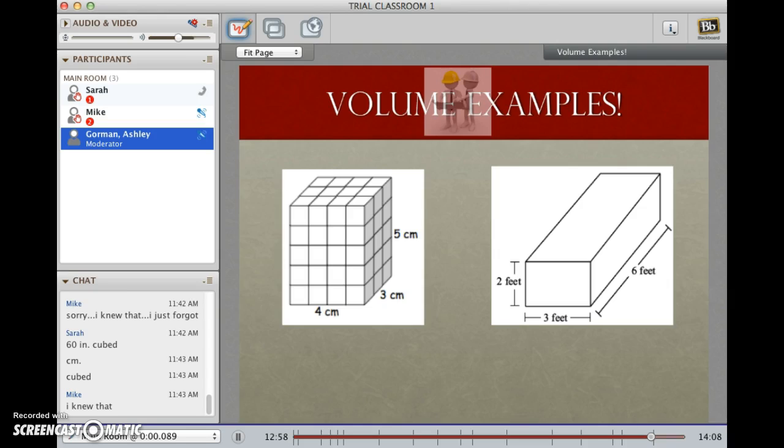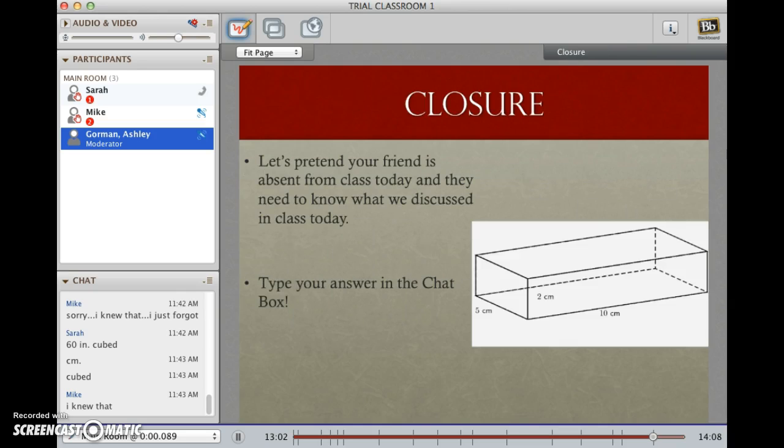Beautiful. All right. We are about out of time today, so you just have one more thing that I need you to do for me. Let's just pretend that our friend Kathy today is absent from class, so she needs to know something that we talked about. So in the chat box, just leave me one note about something that we talked about in today's class. You could think about the dimensions that we talked about, how we solved, how to find the volume. Just put that in the chat box, and then you can go ahead and log out.